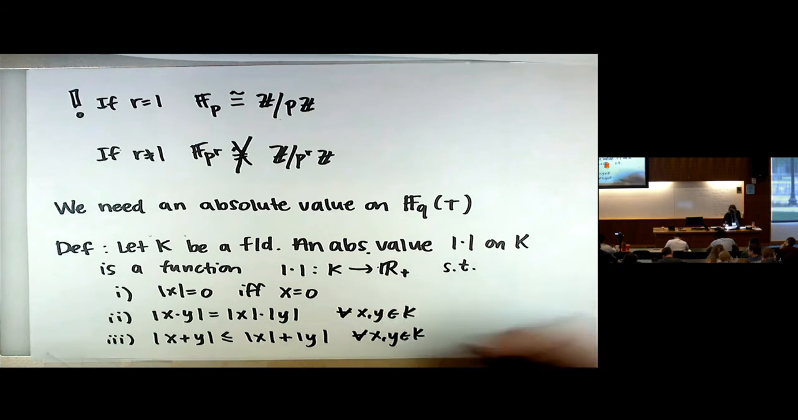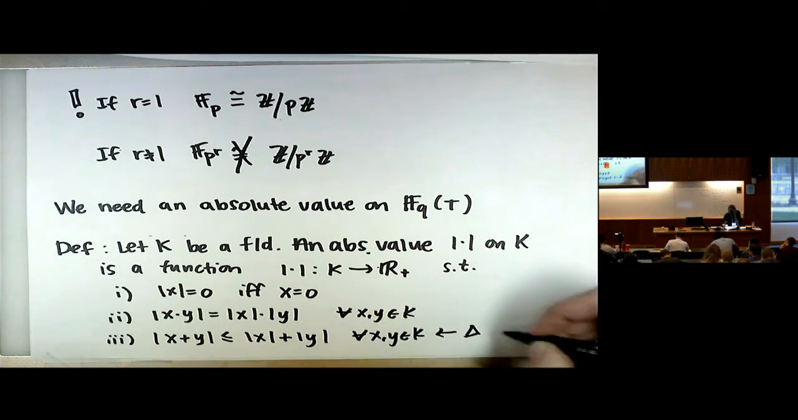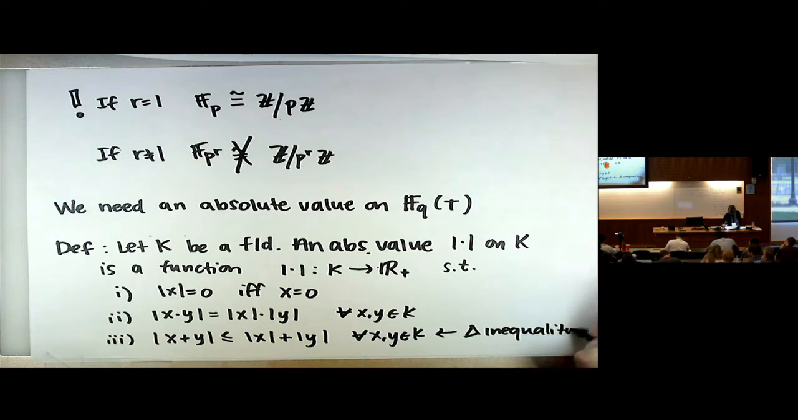And this last property you might have seen called the triangle inequality. Because if you have a triangle and you walk along one side and then the other side, that should be longer than walking along the third side, if you visualize it as vectors.